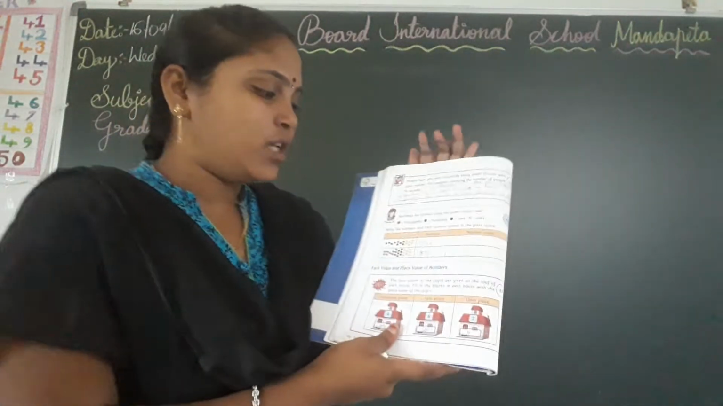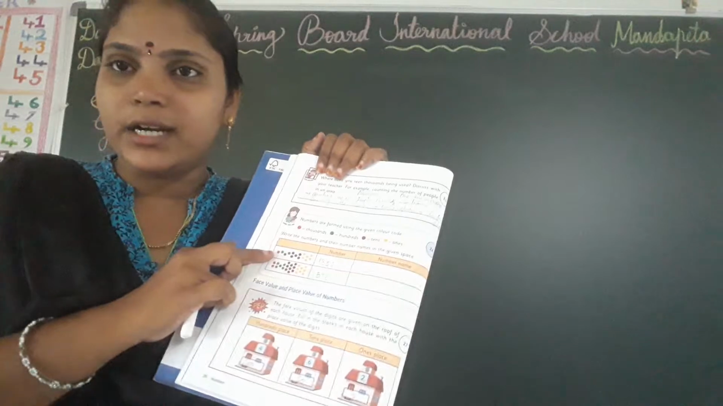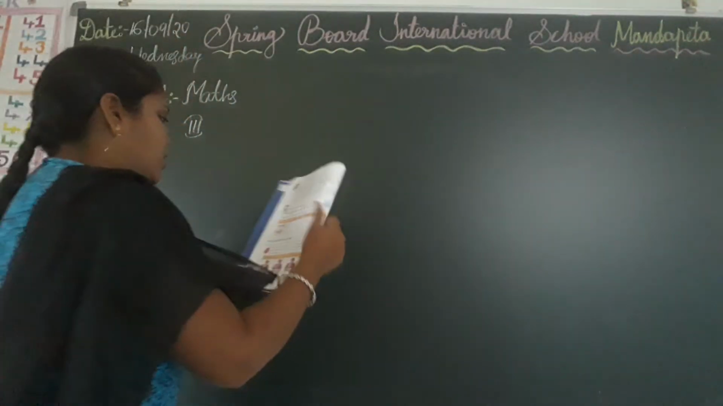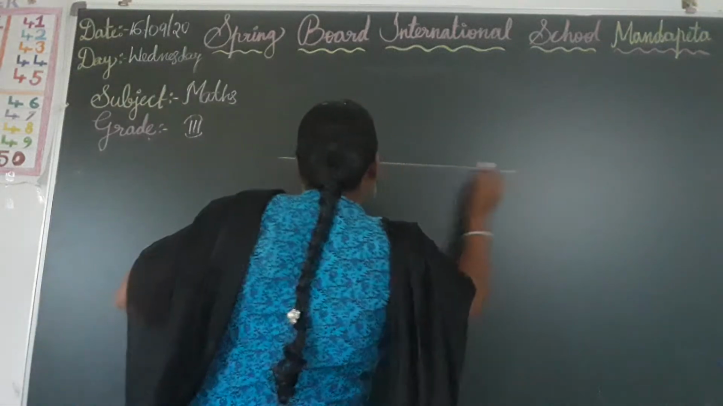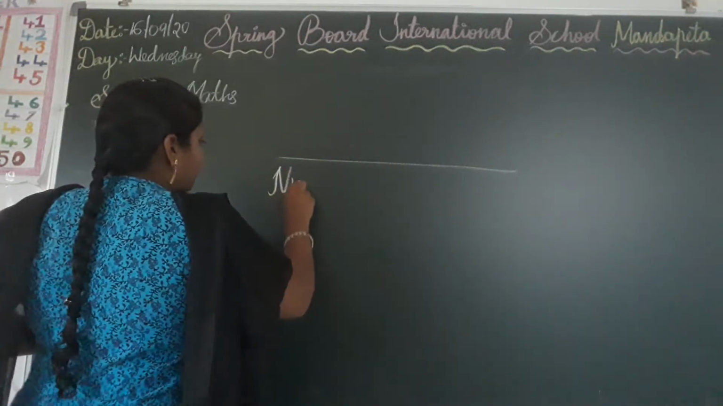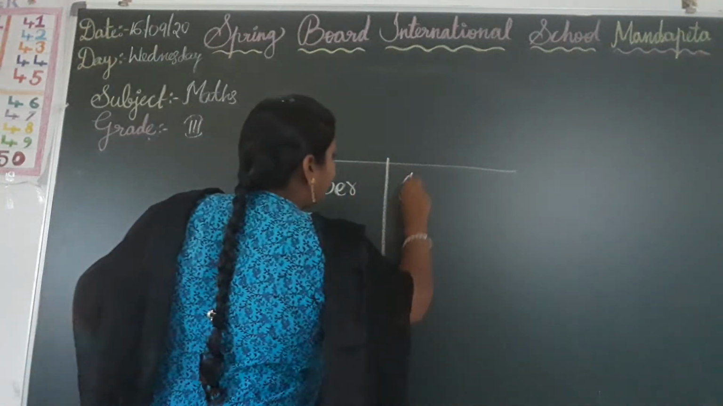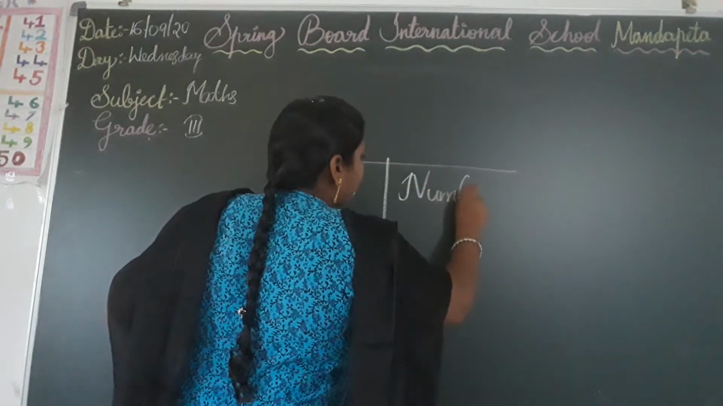Okay, now everyone check here first. How many red dots are given here? Here 1 is given. So red for 1000. Okay, red for 1000. Now we have to write the number and the number name.